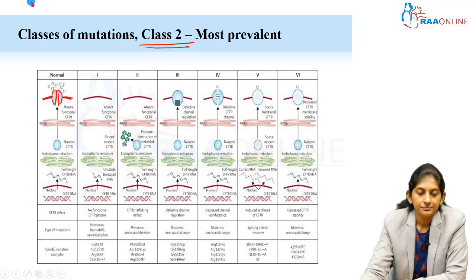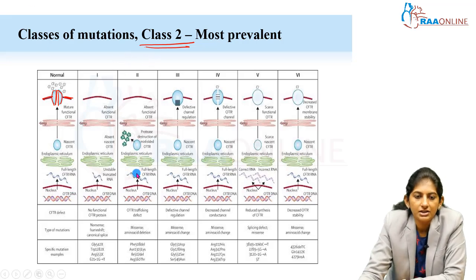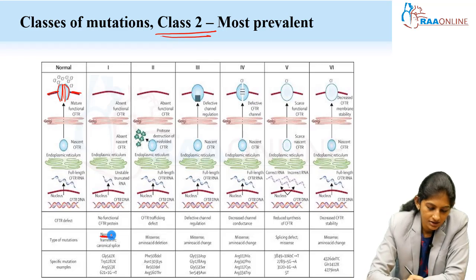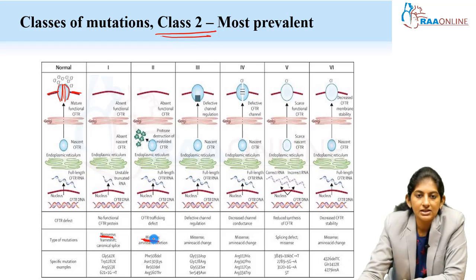Next, in class 2 of mutation, the CFTR protein is formed, but it is misfolded, and so it doesn't go and reach the epithelium. So you can see the CFTR protein over here. It is a misfolded CFTR which does not reach the epithelium. Apparently here also there is no function at all. Here it is a missense mutation, whereas in class 1 it is a nonsense mutation.